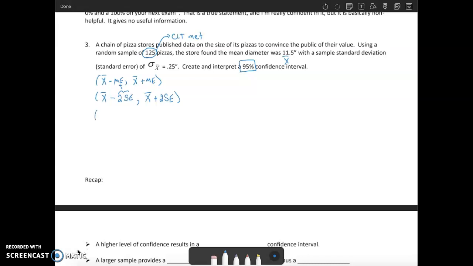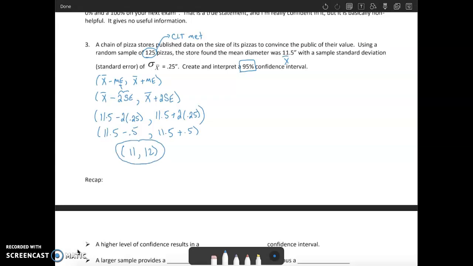So it's just a slightly longer calculation, but not much. Our x bar in this case is 11.5, and we're going to subtract from that 2 times 0.25. For the upper limit, we're going to go 11.5 plus 2 times 0.25. So we've got 11.5 minus 0.5 for the lower end, and 11.5 plus 0.5 for the upper end. This turns out to be from 11 to 12 inches. That's my confidence interval.